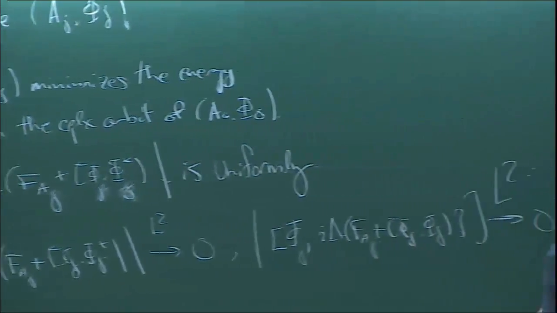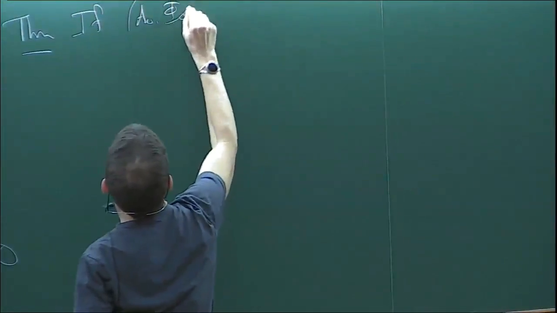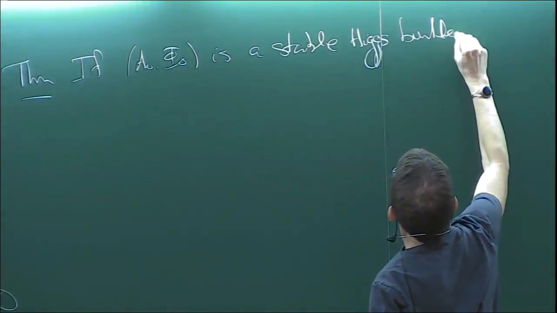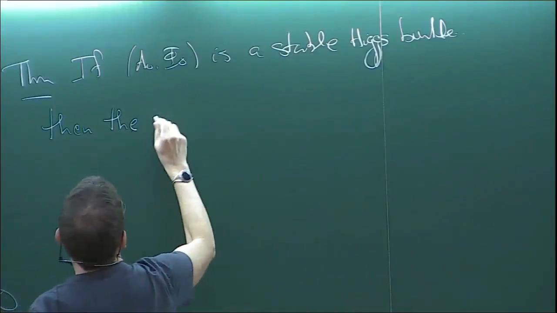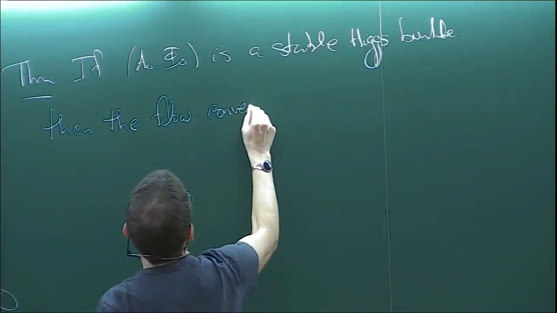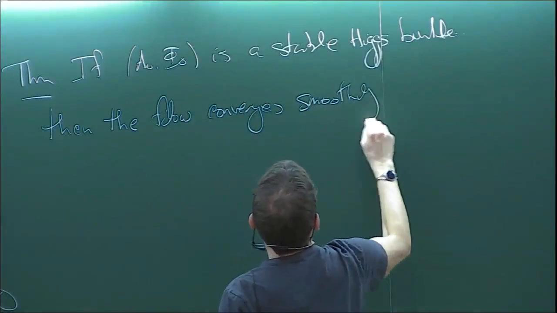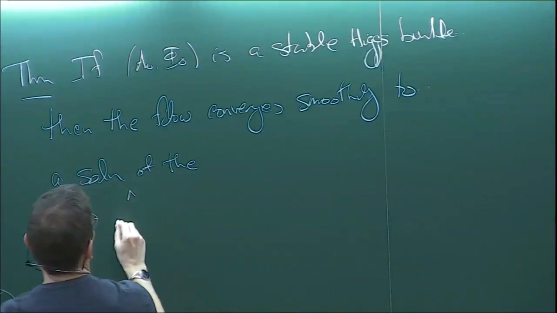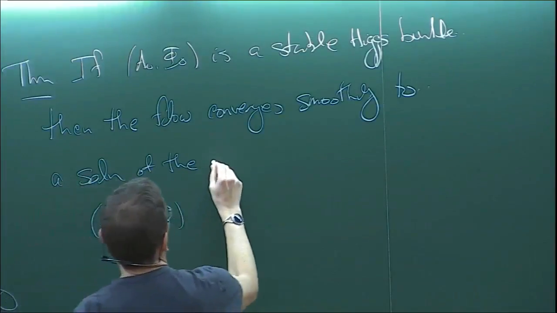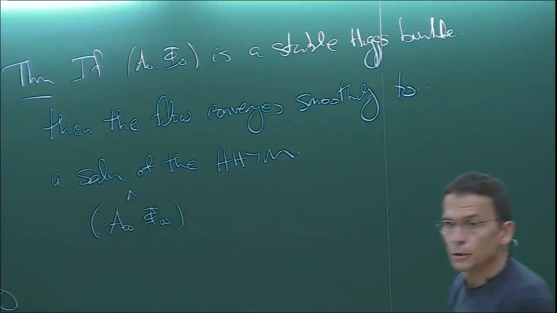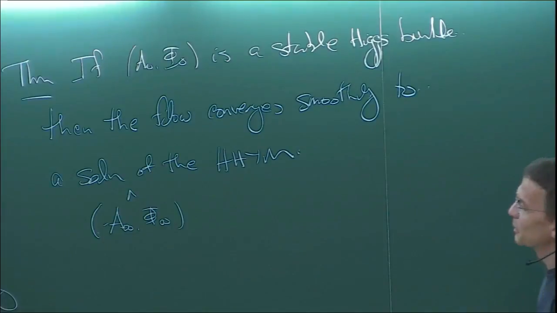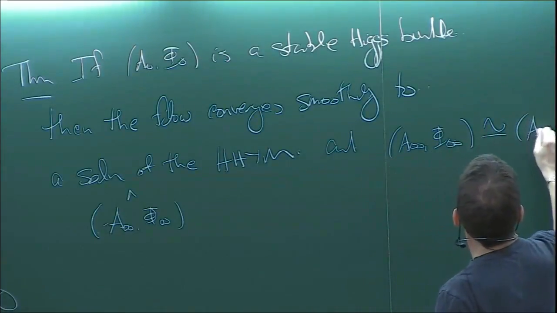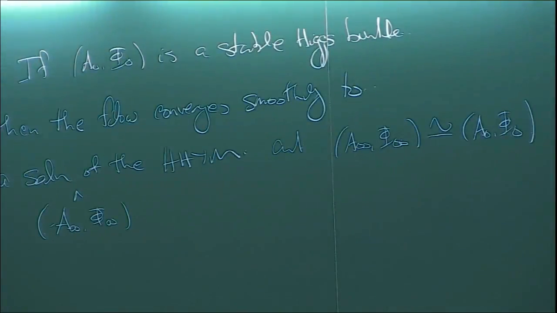So here's the theorem: if A0, B0 is a stable Higgs bundle, or polystable actually is fine, then the flow converges smoothly to a solution, let's say A infinity, phi infinity, of the Higgs Hermitian-Yang-Mills equations, the ones that we want, and A infinity, phi infinity is isomorphic to the initial bundle. So this solves our problem, in other words.